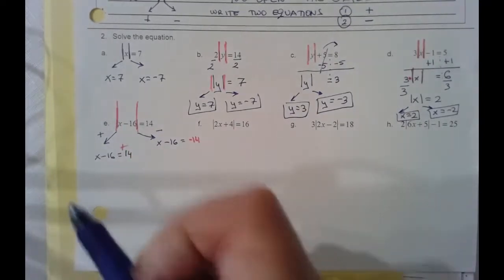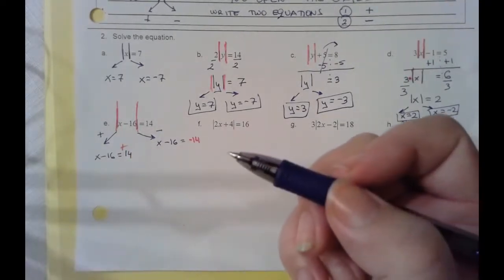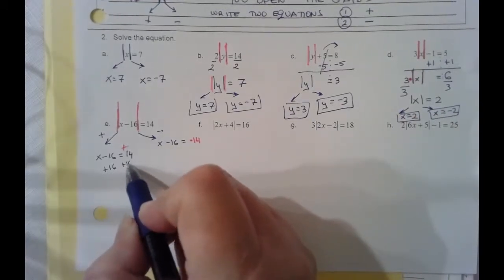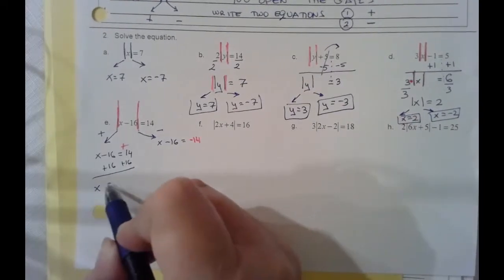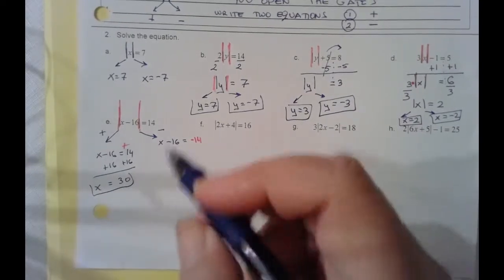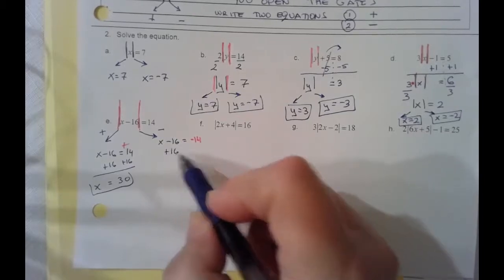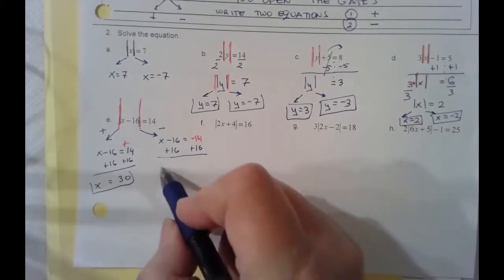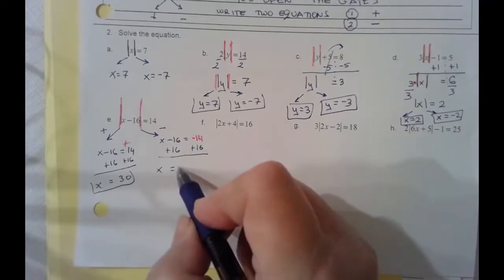So now I do everything again the same to solve for x. In this case, I'm going to add 16 to both sides. So x is equal to positive 30. And here I add 16 to both sides, but I already have a negative 16. So in this case, x is equal to positive 2.